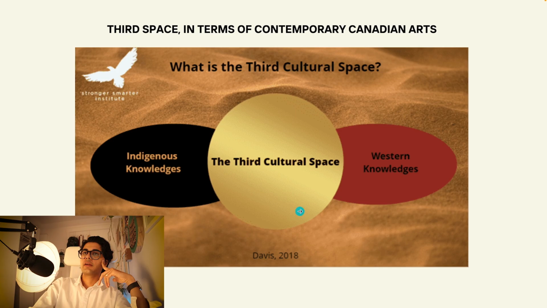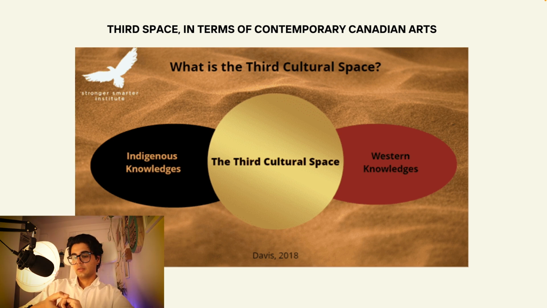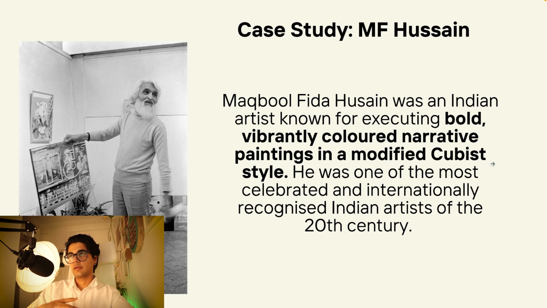And more Venn diagrams. In terms of contemporary Canadian art, it is an intersection of Indigenous knowledge and Western knowledge. And then you have the third cultural space, which is this unique hybridization of the knowledge that the Indigenous community had preserved and held, and the Western canon, sort of like studying it, and then there is an intersection of it in the way that we see that work in a lot of gallery spaces.